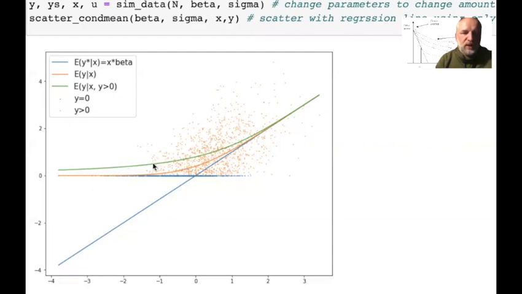And then this line here, what is that? That is the conditional mean of y conditional on y being positive. Remember that I said this is always bigger than the conditional mean of y, and it's always bigger than x beta. Well, that's what you see here, right?